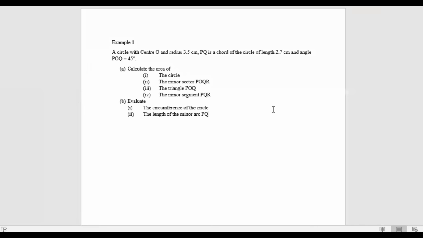So I have an example. It says a circle with center O, and the radius is 3.5 centimeters. PQ is a chord of the circle of length 2.7 centimeters, and angle POQ equals 45 degrees. Here they ask you to calculate the area of the circle. So we're going to work that first part here.